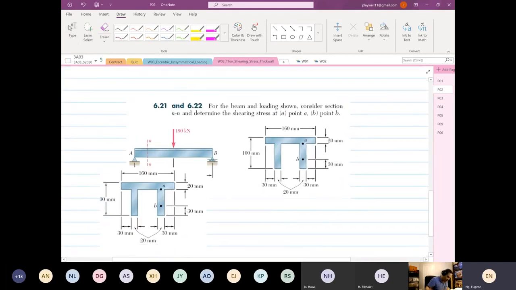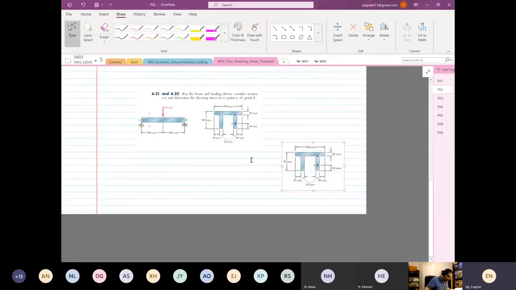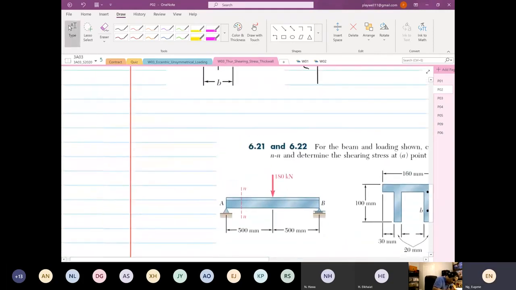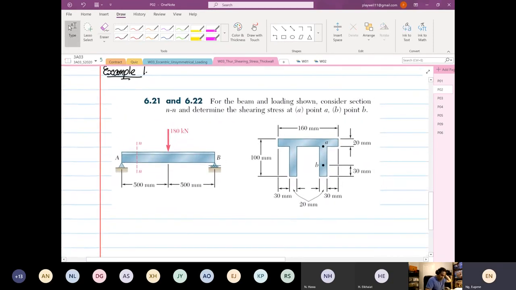So we're going to look into this example now. You can get this example from your AVENUE to Learn. Okay, we're going to go into this example. And I'm going to do more for this example than what is requested. Okay, example number 1. So what we see over here is we have a beam and loading shown. We want to determine the shearing stress at point A and the shearing stress at point B.